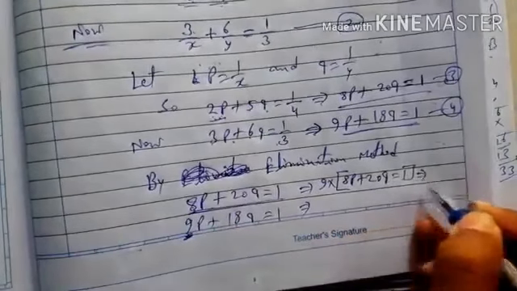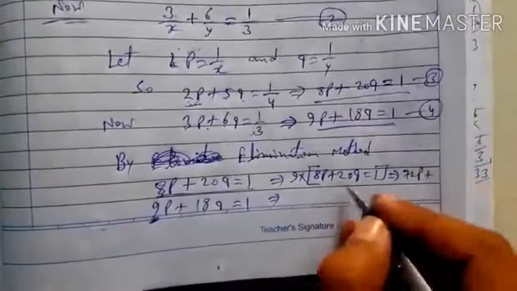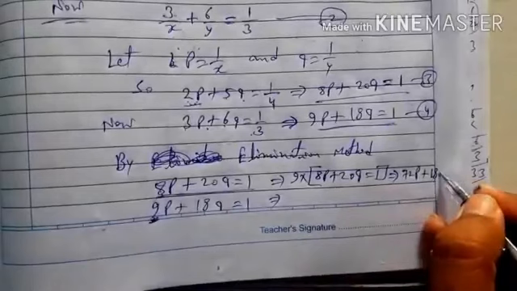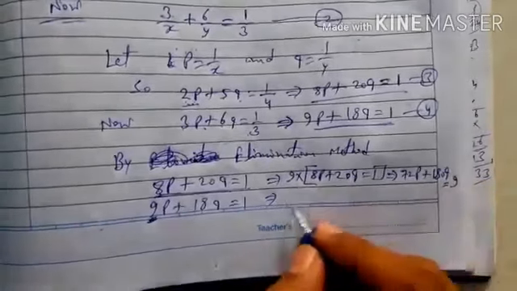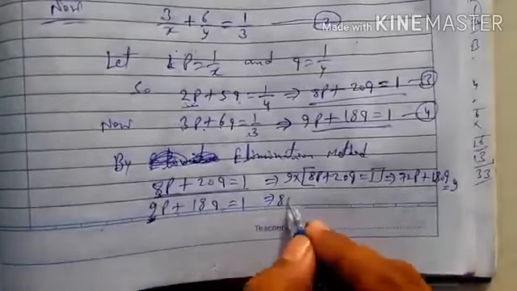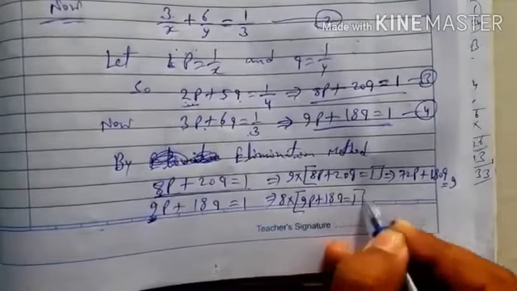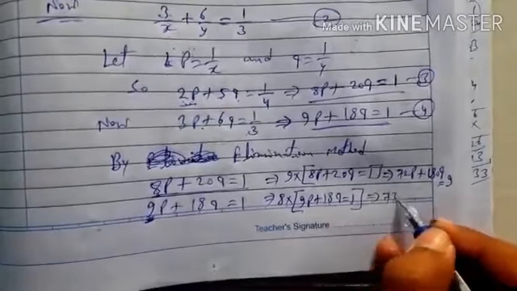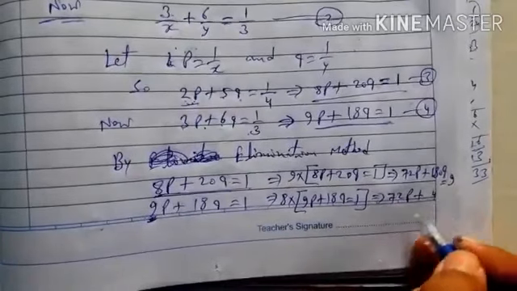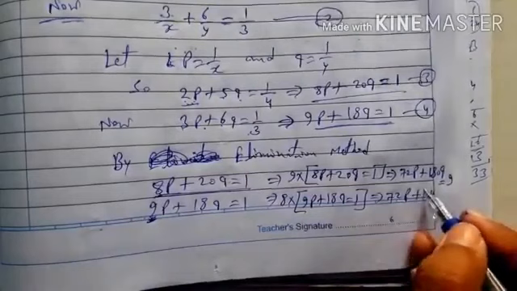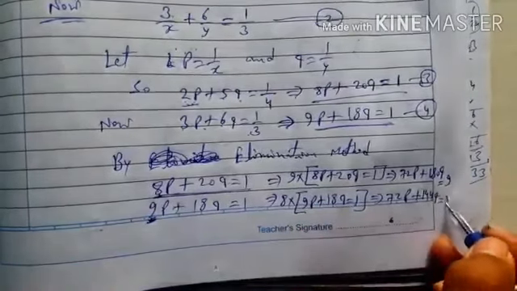So the answer here is 72p plus 9 multiplied by 20, so 180q equal to 9 multiplied by 1, means 9. And here, multiply equation 4 by 8, means 9p plus 18q equal to 1. So here 72p plus 144q equal to 8 multiplied by 1, which is 8.